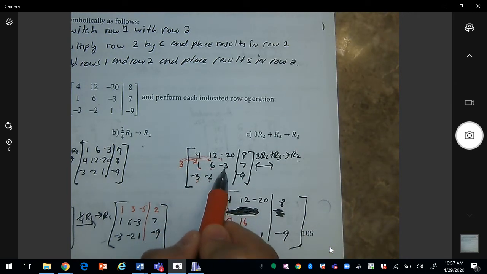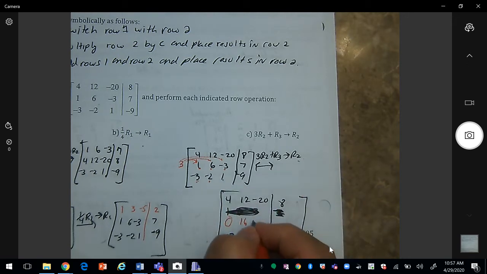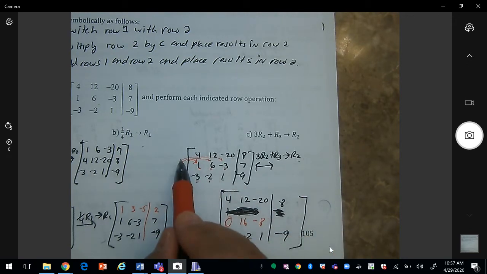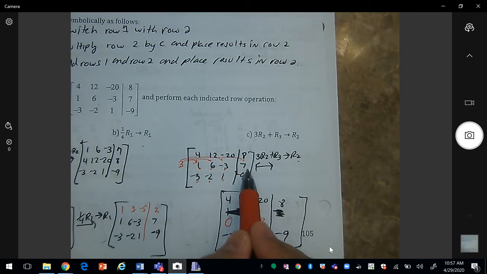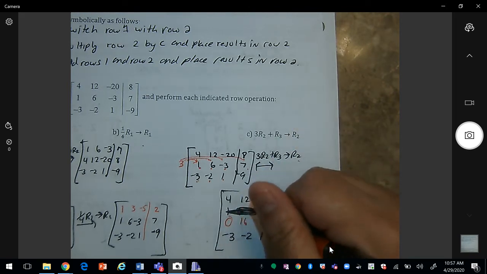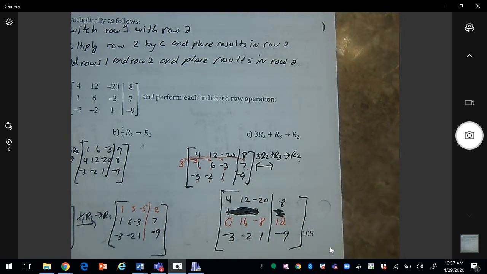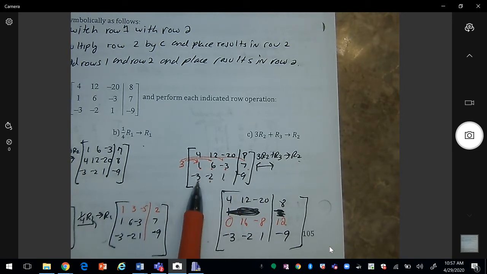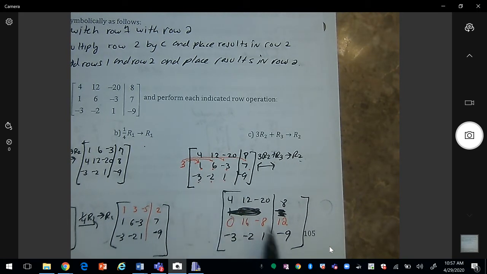And then 3 times -3 is -9, and we're adding it to row 3, so then we get -8. And 3 times 7 is 21 plus -9, and so that gives us a positive 12. Okay, so notice here we multiplied the second row by 3, and the results we were adding to row 3, but at the end, the final result is we've placed in row 2.